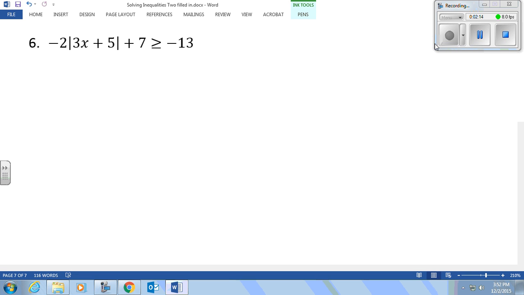So let's subtract 7 from both sides of the inequality. So I have negative 20 and negative 2 times the absolute value of 3x plus 5. And so now let's divide everything by negative 2.